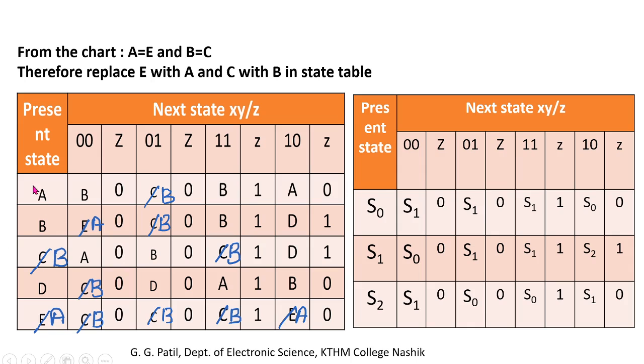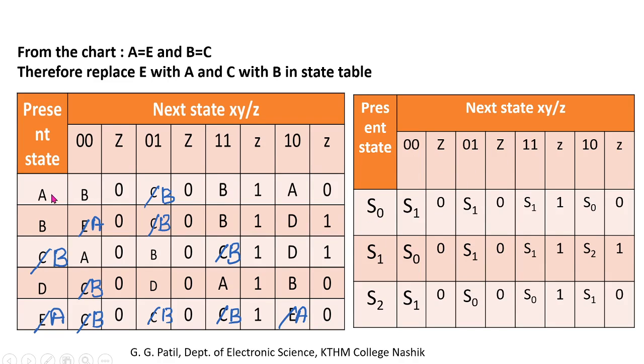After that we can just rename the states like this. It is done in this state table. From the chart we know, therefore replace E with B. That is what we have explained, and after doing that we have to rename the states, or we can keep it as it is and prepare the state table. So here A is renamed as S0, B is renamed as S1, and D is renamed as S2, and accordingly the state table is prepared. The next state X, Y, and Z, they are the same.